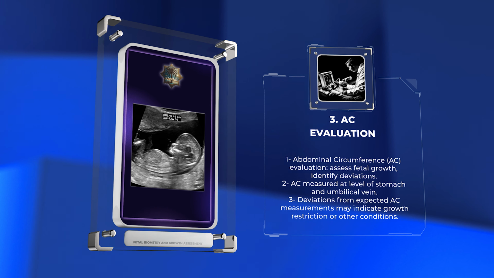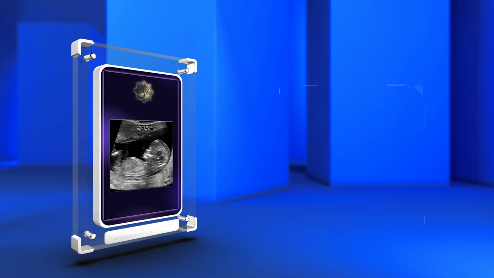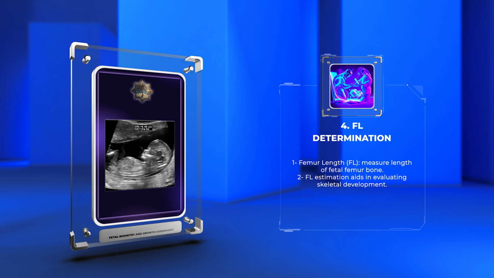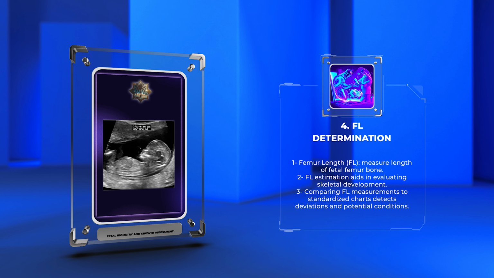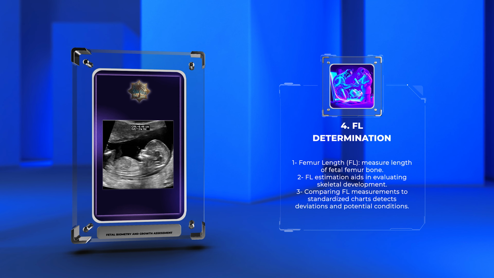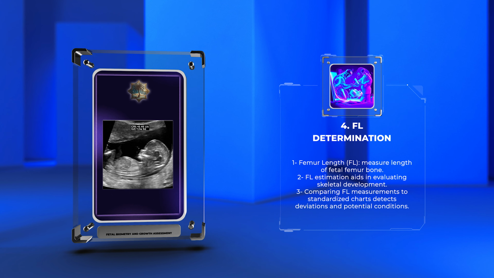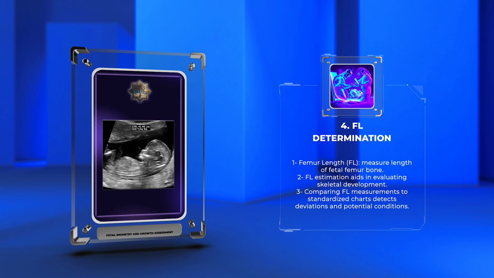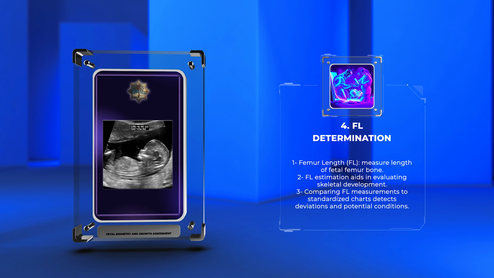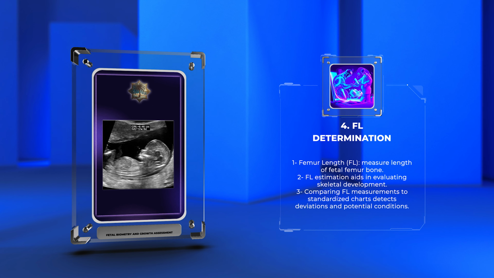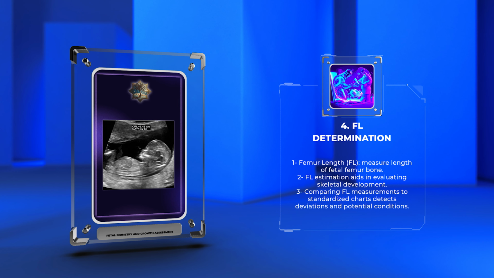Femur length, FL, determination is an integral part of the comprehensive fetal biometry assessment. FL is measured by obtaining the length of the fetal femur bone. It provides an estimate of fetal limb growth and aids in the evaluation of skeletal development. FL measurement is important in identifying potential conditions such as skeletal dysplasias or growth delays. Comparing FL measurements to standardized charts enables us to assess normal growth patterns and detect any deviations that may require additional evaluation.